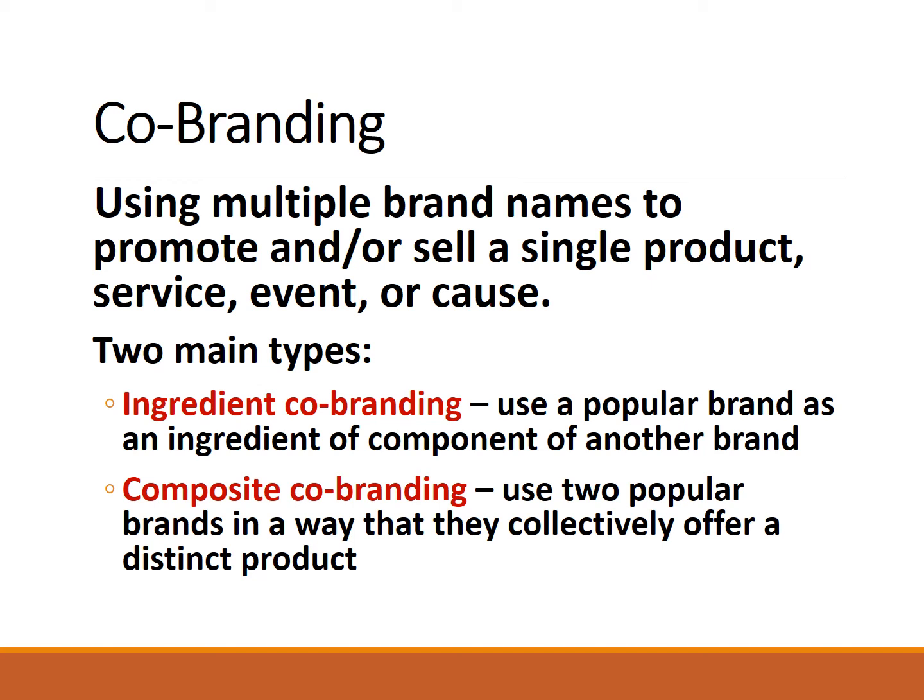So the two main types of this include ingredient co-branding, the use of a popular brand as an ingredient or component of another brand. This is probably less likely in the tourism sector, although you do see examples of restaurants setting up service kiosks in major hotels or something of that nature. But more often what you're more likely to see is composite co-branding, where you use two popular brands in a way that they collectively offer a distinct product. And the idea here is that all the different brand identities within a destination, all of those brand components help provide a unique destination experience, and then we sell that experience in the form of our destination marketing.